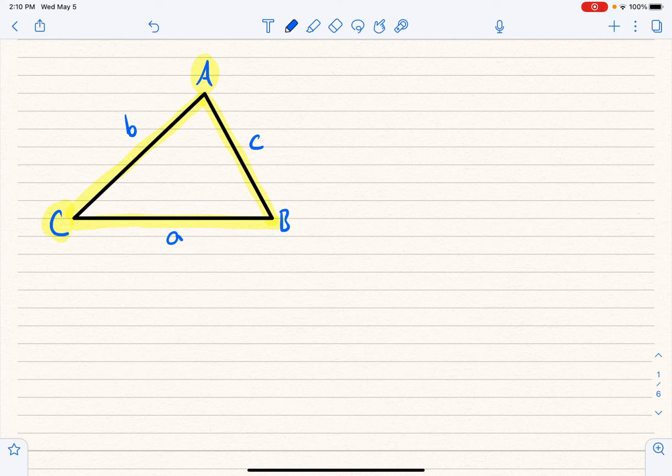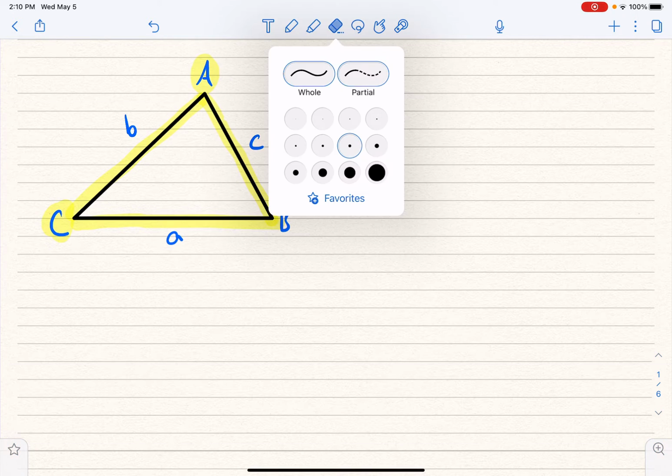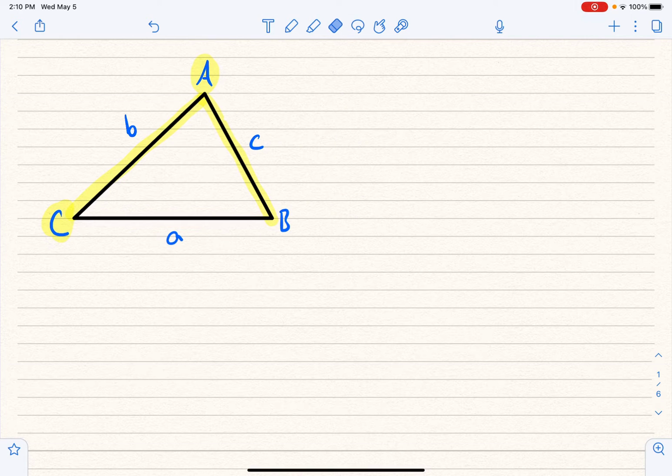Now, in geometry, a lot of times we talk about how this side right here is called side AB. And I agree with that, but in this context, it would be a lot easier if we refer to that as side C, okay? And so capital letters are for the angles and lowercase letters are for the sides.